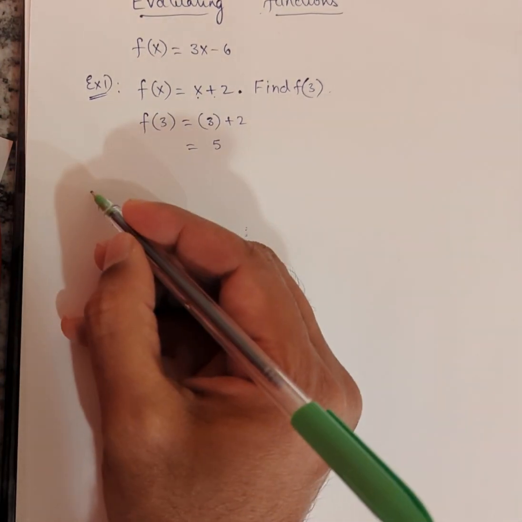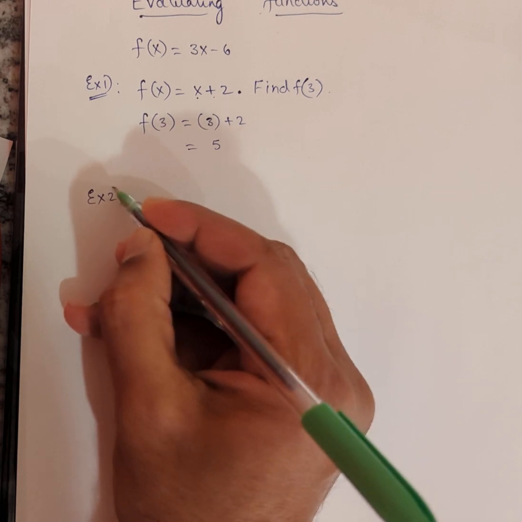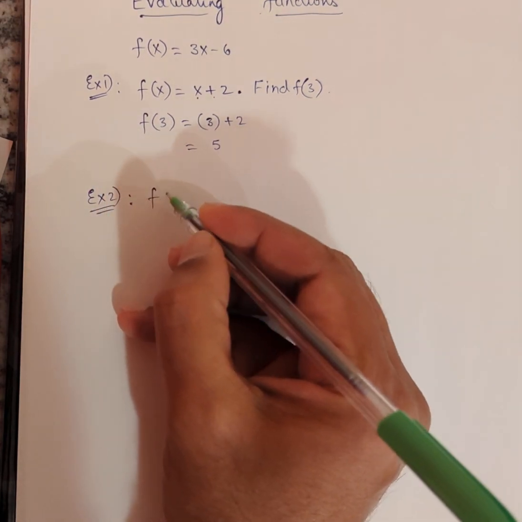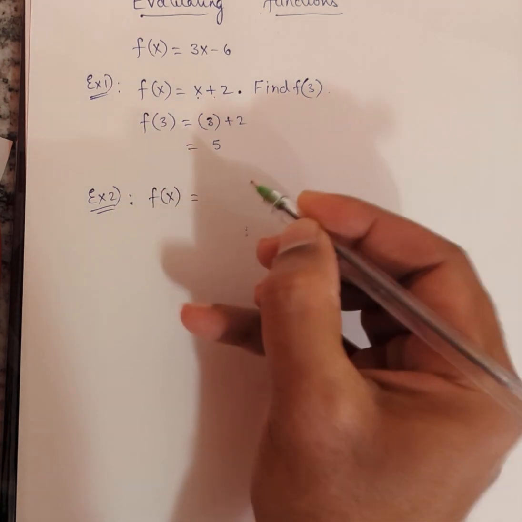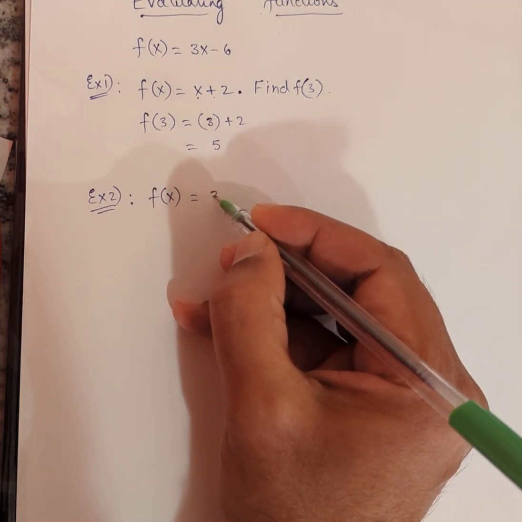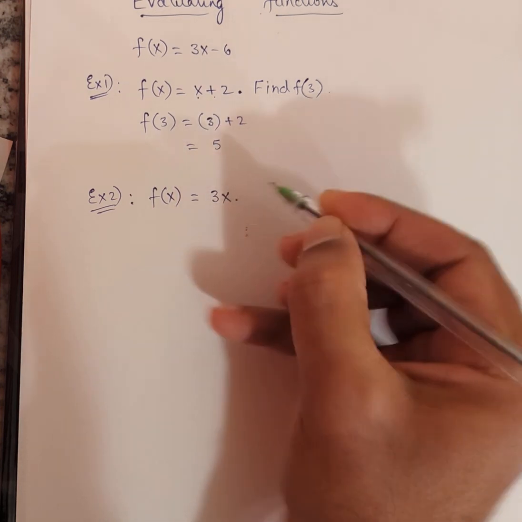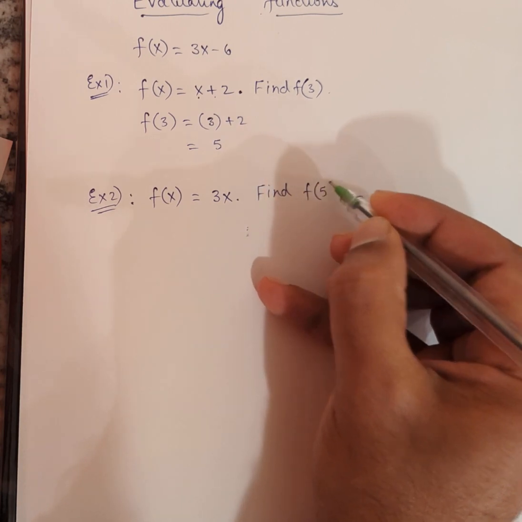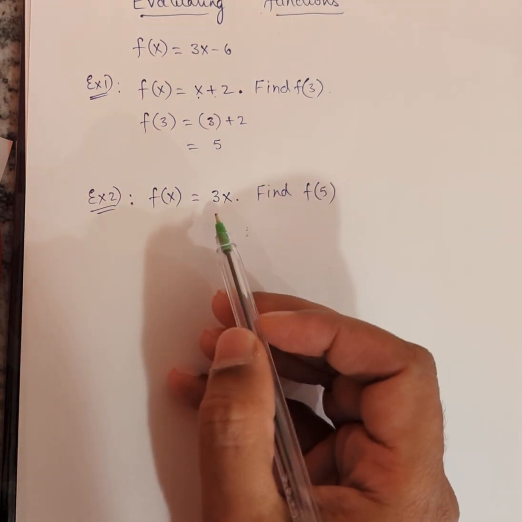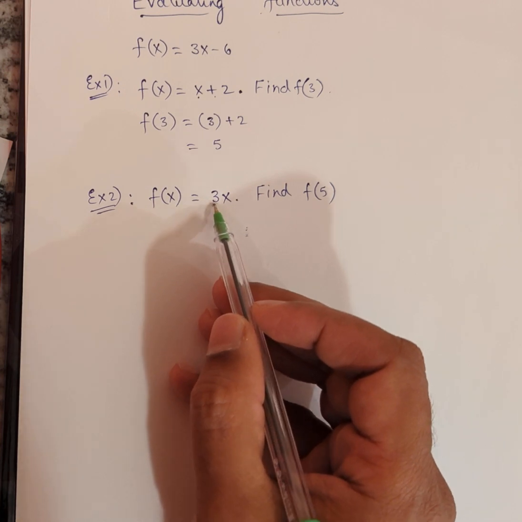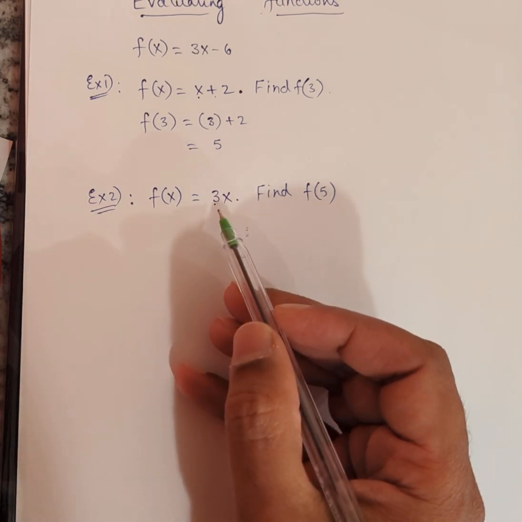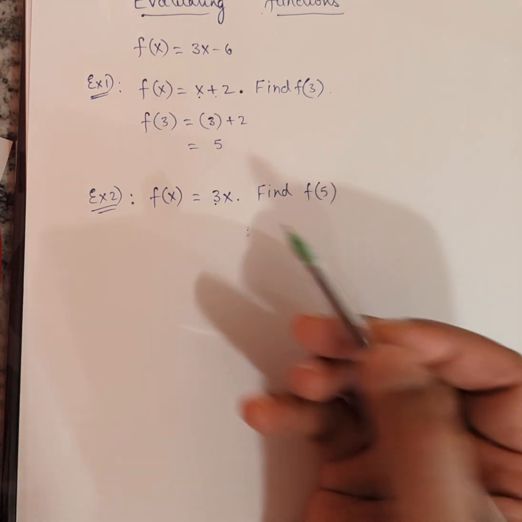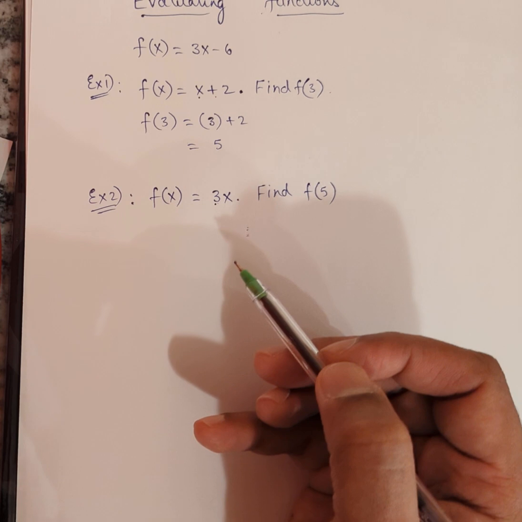Now let's look at one other example where this time the operation is not going to be addition but maybe multiplication. So I'm going to say f of x equals 3x. And then the question might be find f of 5. Now notice, if you don't see any operation between 3 and x, then it's not addition. You're not adding the 3 and x. It's multiplication. You got to multiply 3 with x.